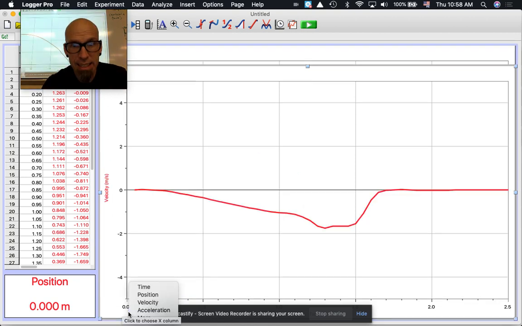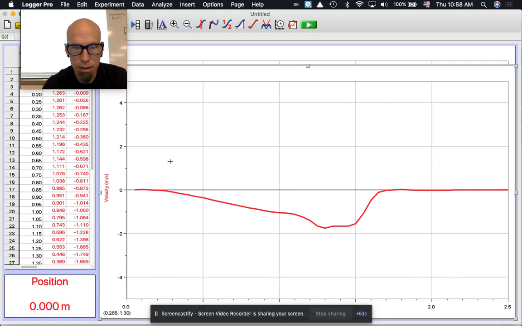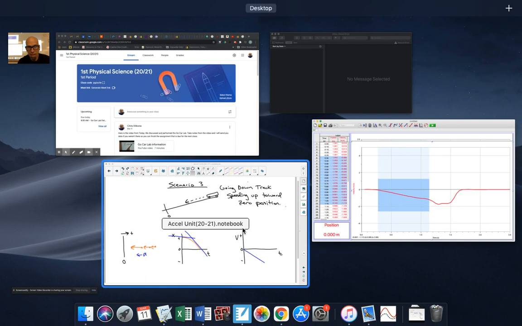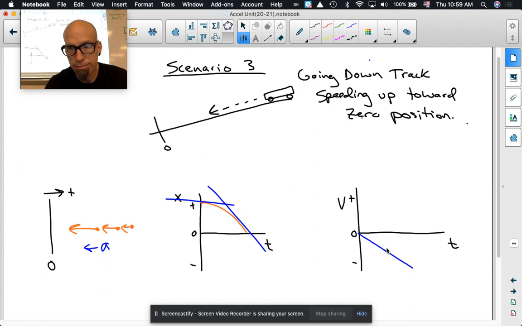Now, the VT graph, this section right here is what we're looking at. Notice, starting with no velocity, and the line goes down away from the 0, negatively, on the negative side, but further from the 0, which is exactly what we described. So that's what we ended up seeing in class.